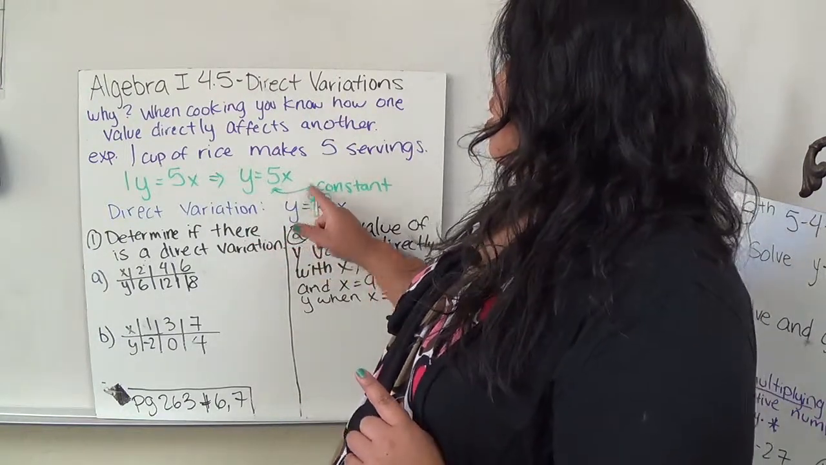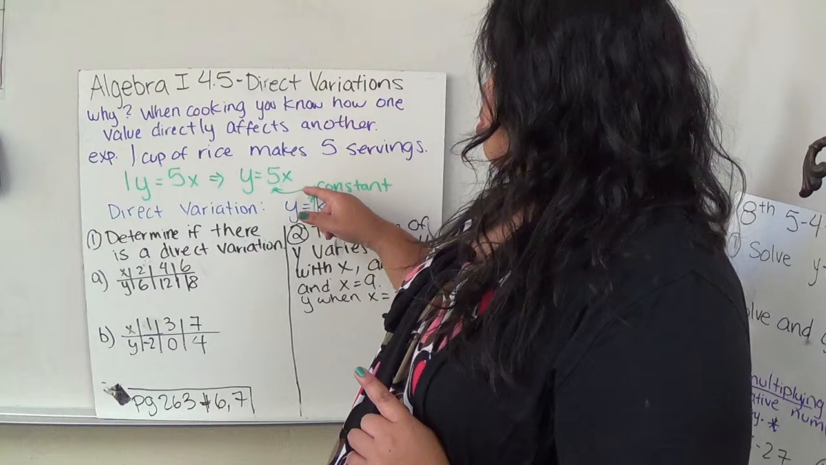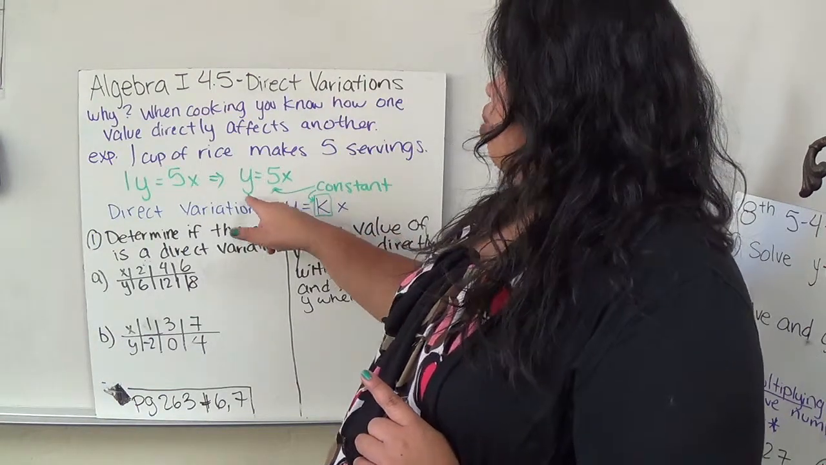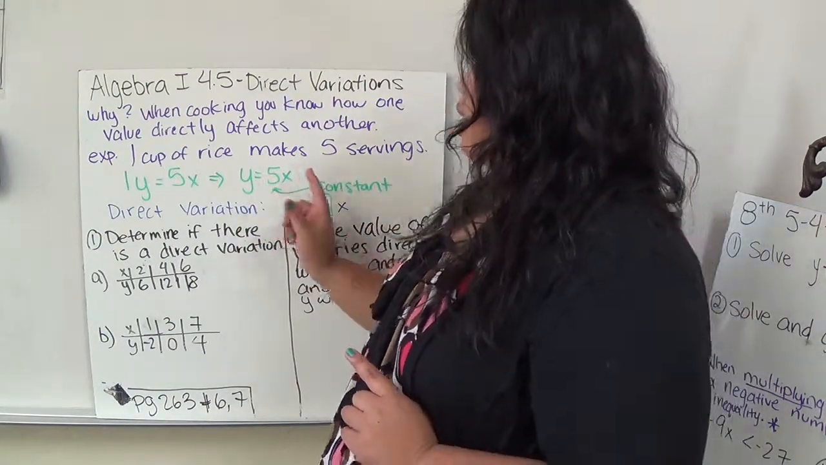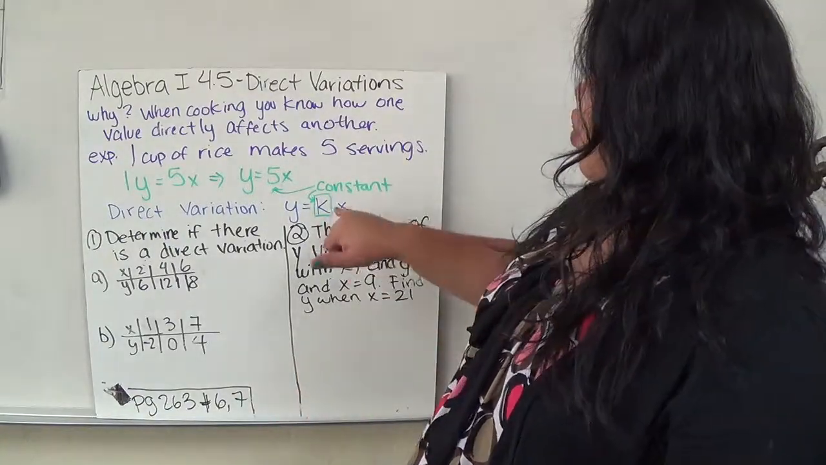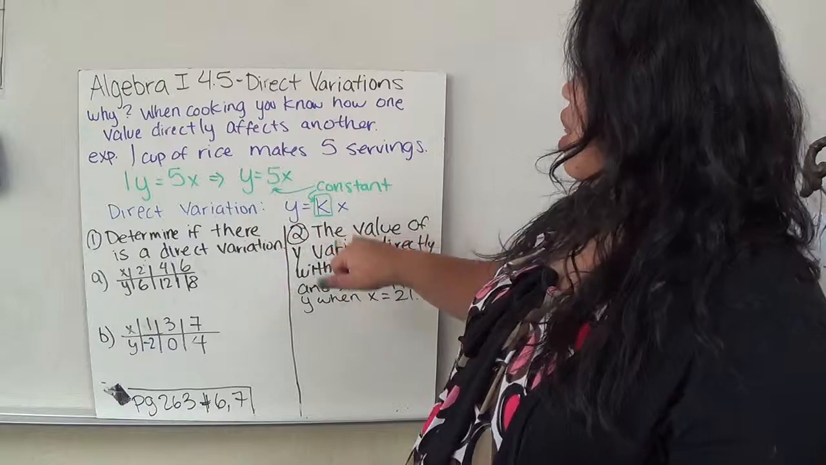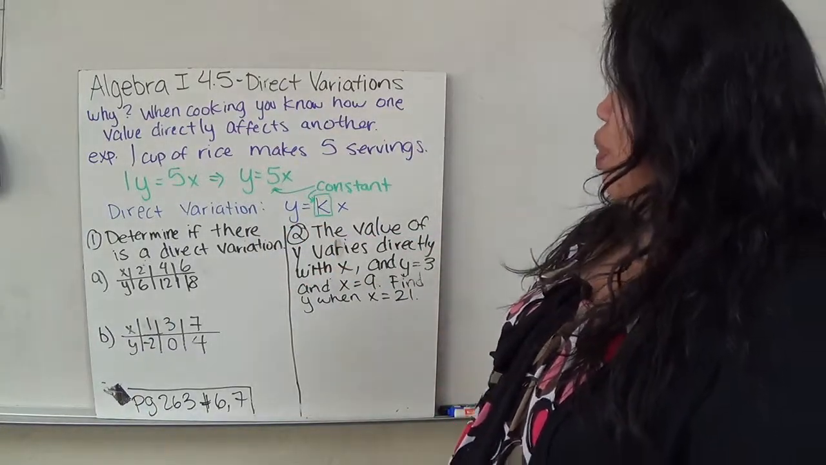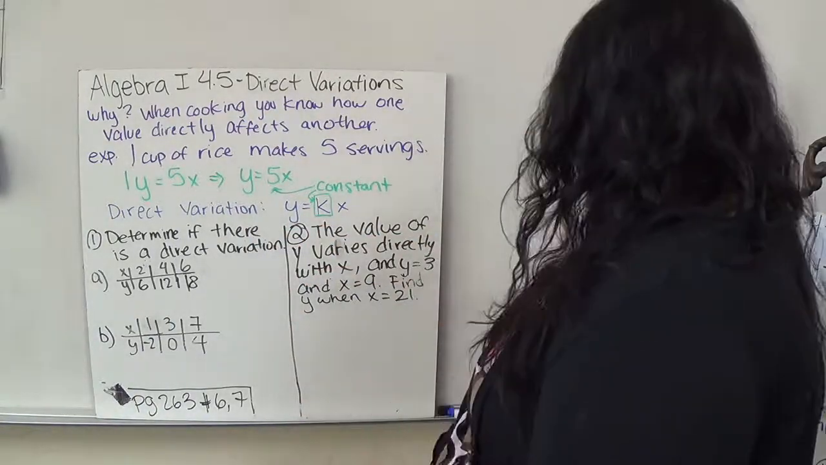The direct variation doesn't have, it just has a y and then a constant and an x. This is the simplicity of the direct variation. So what we're looking for here is the constant. How is the y and the x related? For example, we're going to determine if this is a direct variation.